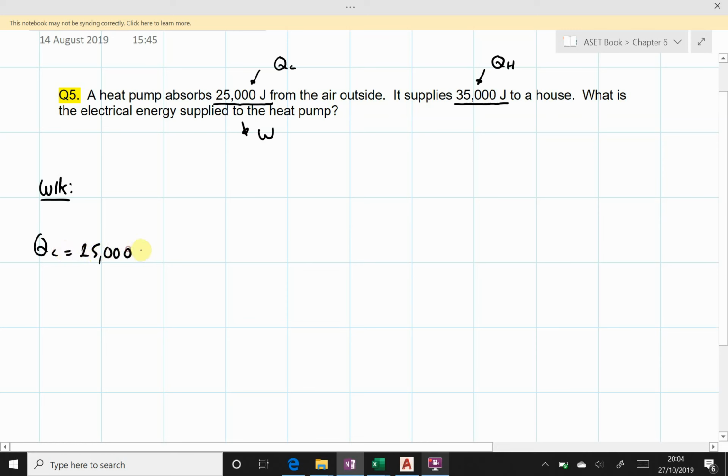And in terms of what I know, after reading through that, we know that QC equals 25,000 joules. We know that QH equals 35,000 joules. And we know that W equals question mark. Now QH equals QC plus W.